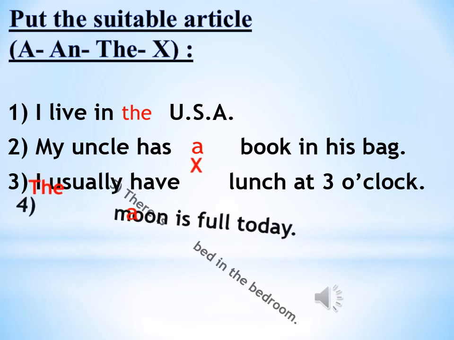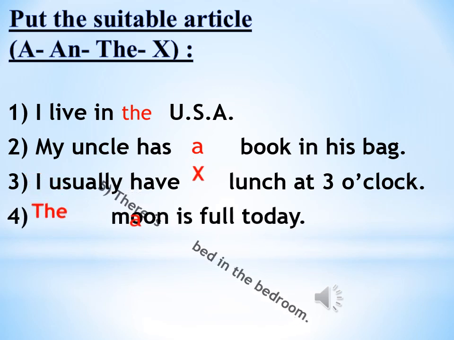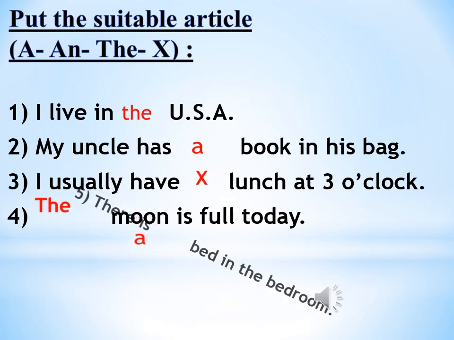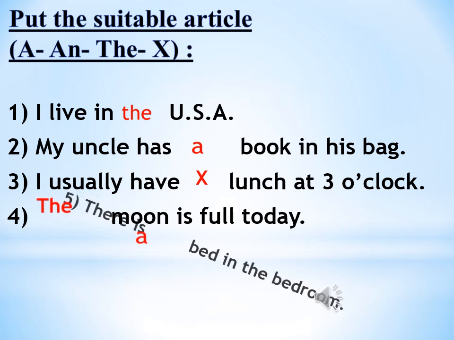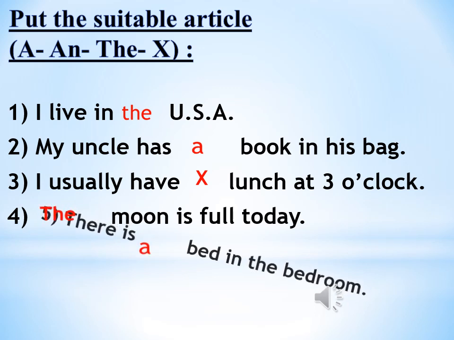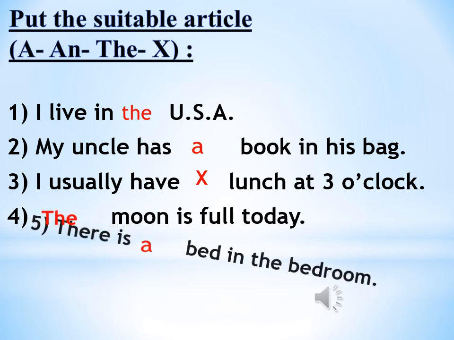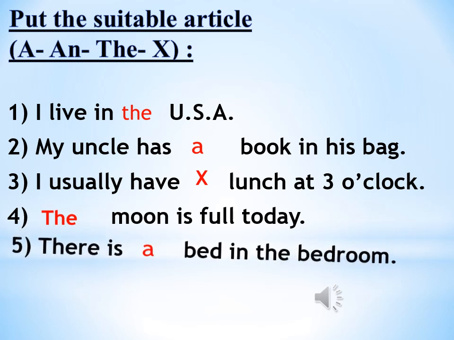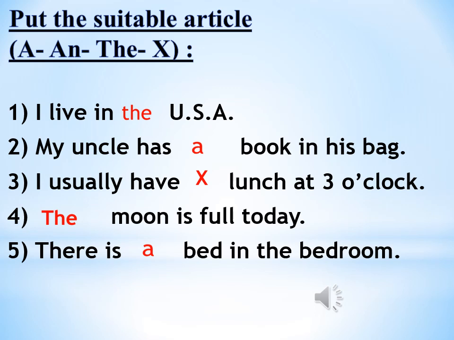In number 4, moon is full today. Here, the word moon is unique because we only have one moon. For unique things, we say the. So the answer is the moon is full today. In number 5, there is a bed in the living room. Here, I'm not talking about a specific bed, and I have a singular noun. So the answer is there is a bed in the living room.